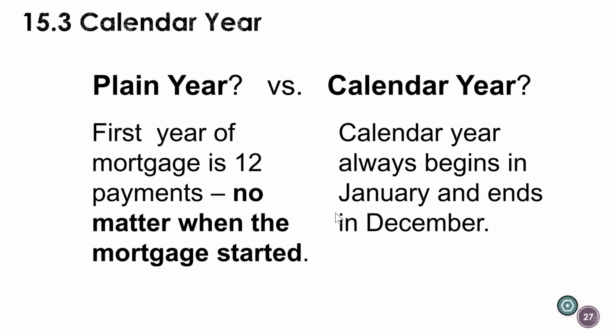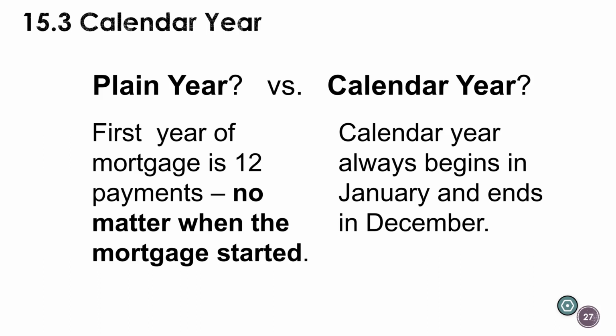Okay, so I'm going to explain a plain year versus a calendar year. Think first of all about a calendar. When you look at a calendar, it goes from January to December, if you're looking at one that's got the whole year on it. So that's a calendar year, from January to December. And then a plain year is like, if I just paid my first mortgage payment in June, then a year from now will be 12 months. So that's a plain year. 12 payments down the road is a plain year, and it doesn't matter when it started. So we've got the plain year versus the calendar year.